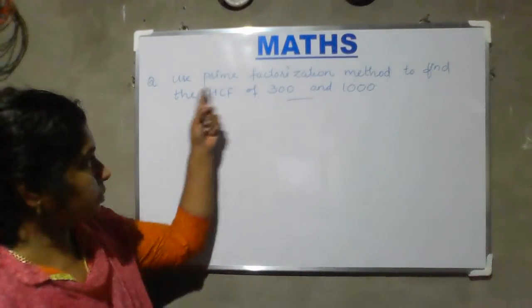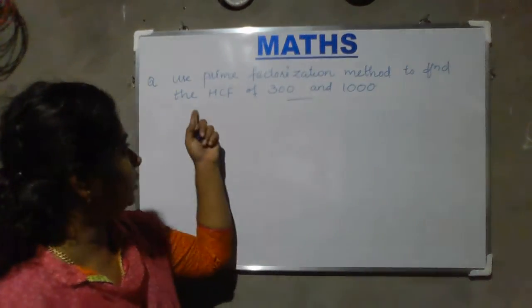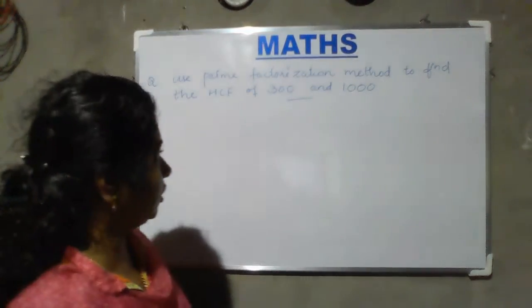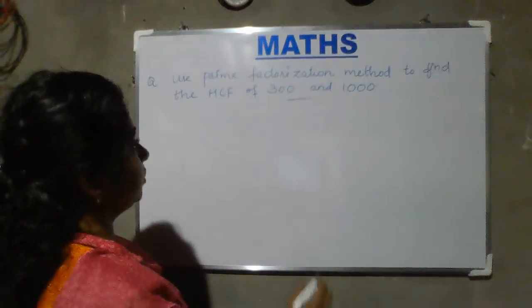Next question. Use prime factorization method to find the HCF of 300 and 1000. Let us find the HCF of 300 and 1000.